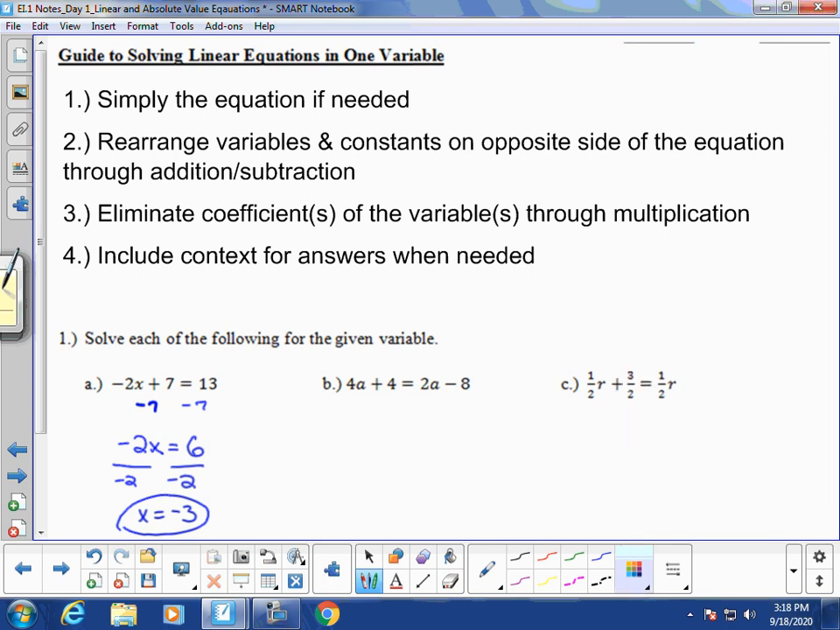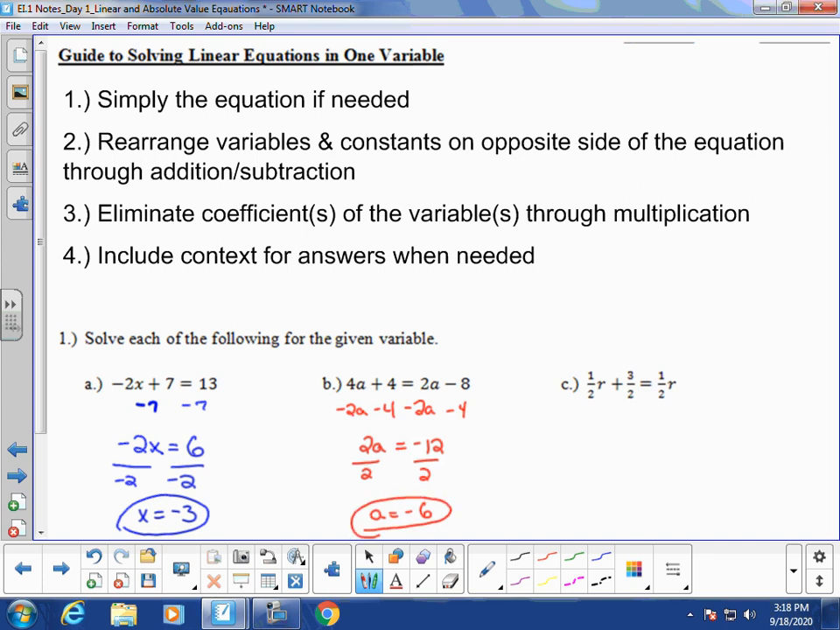Example 1b. I have 4a plus 4 equal to 2a minus 8. In this case, there's not really any simplifying I can do. I do want to rearrange the equation by subtracting 2a from both sides and subtracting 4 from both sides. That's going to give me 2a with my variable on the left and -12 with my constant on the right. Now I can't eliminate the coefficient here, so I have a 2 in front of that a. So this is 2 times a. I want to take the opposite inverse operation, divide by 2, and I get a equals -6.